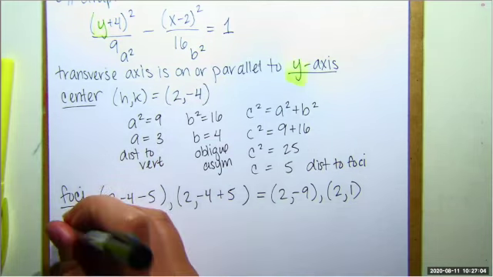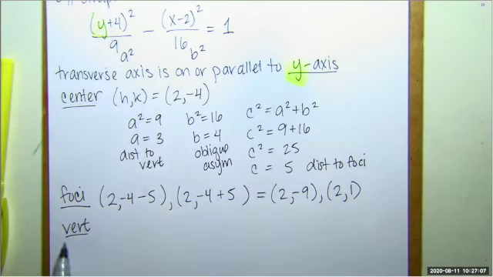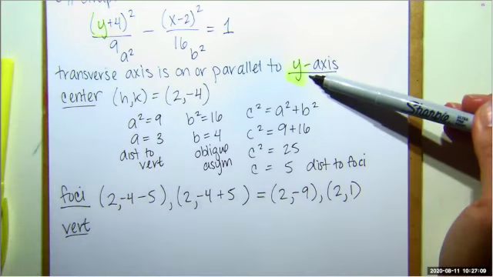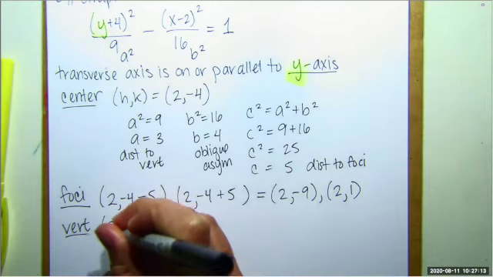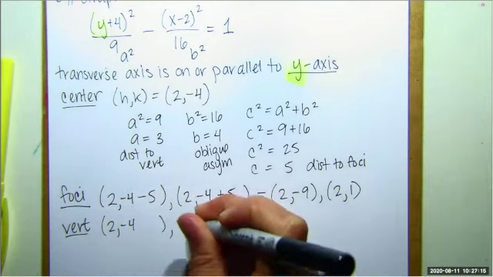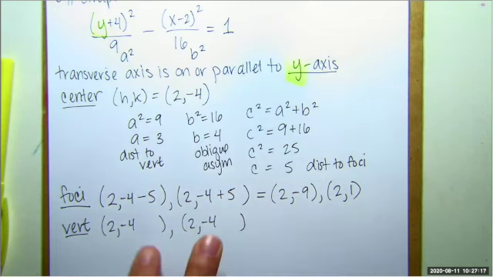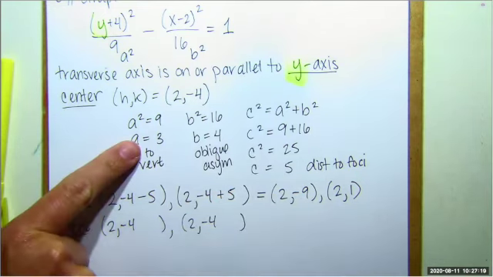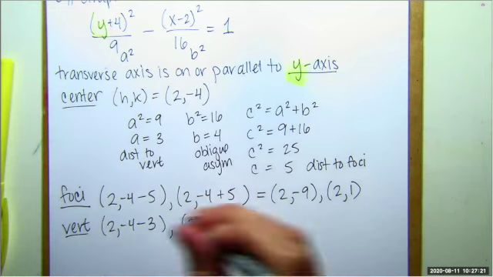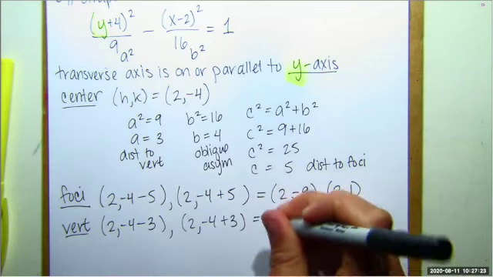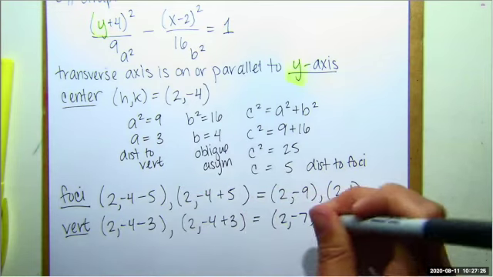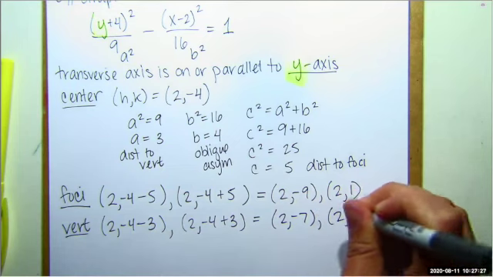All right, let's find our vertices. So again, these foci and the vertices, we're moving along parallel to the y-axis. So I'm going to start with my center, (2, -4). And I need to go plus or minus a distance of a. So we'll go -a and +a. That gives me (2, -7) and (2, -1).